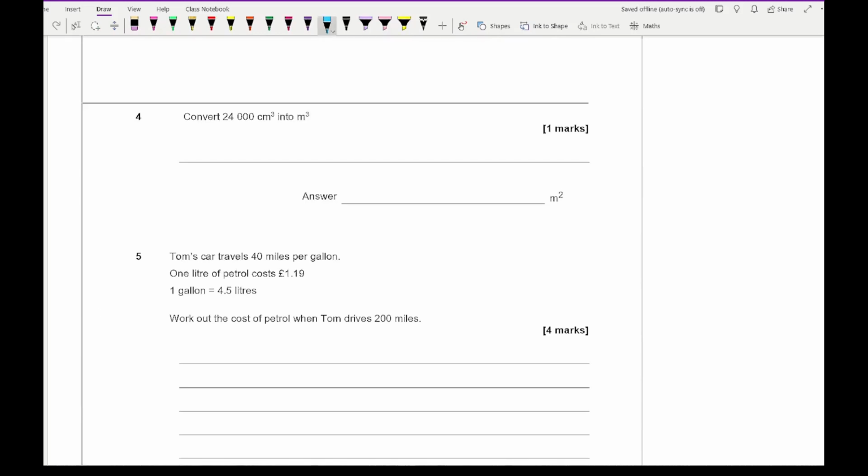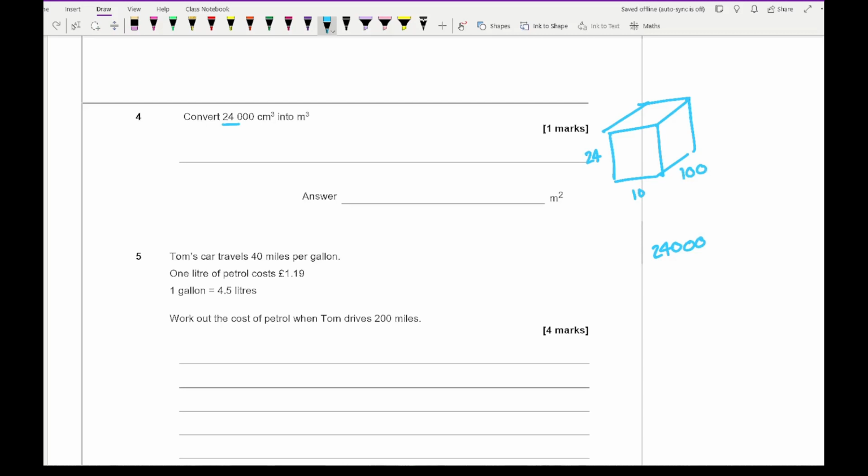Moving on to question 4, it says convert 24,000 cubic centimeters into cubic meters. So again, because it's related to volume, I'll draw a shape, a cuboid or a cube is probably the easiest, and I want to try and get a volume of 24,000. So if I go for quite simple, 24 times 10 is 240, and then I just need to times that by 100, and that will give me 24,000.